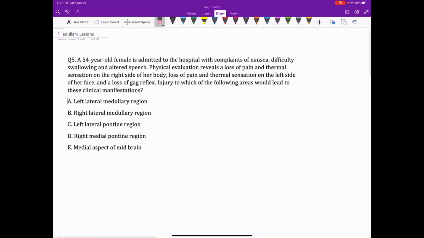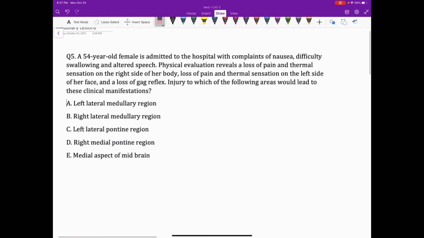Okay, so let's do a couple questions. A 54-year-old female is admitted to the hospital with complaints of nausea, difficulty swallowing, and altered speech. Physical evaluation reveals a loss of pain and thermal sensation on the right side of her body. Loss of pain and thermal sensation on the left side of her face, and also a loss of a gag reflex. Injury to which of the following areas would lead to these clinical manifestations?